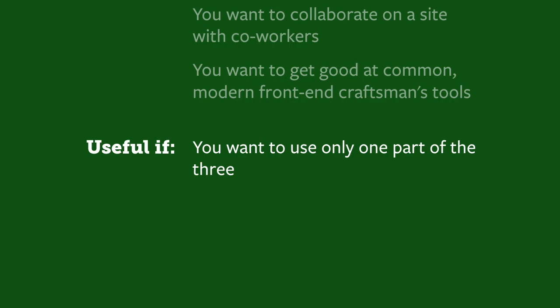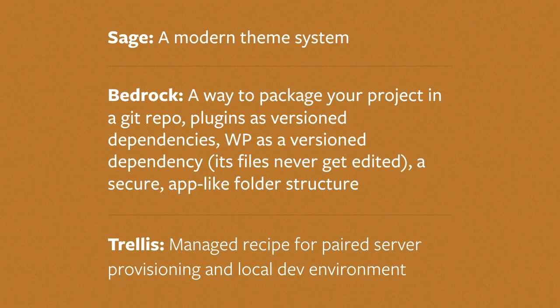If you want to use only one part of the three parts, well, you can do that. You can just use the Sage theme system. You don't have to use Bedrock. You can use Bedrock, but not the theme if you already have a theme for your site. You can also use Trellis by itself, although Trellis, I think, assumes certain things, that you probably have a folder structure like Bedrock. I'll get back to that in a bit. So you can use one of these three or all three if you'd like.